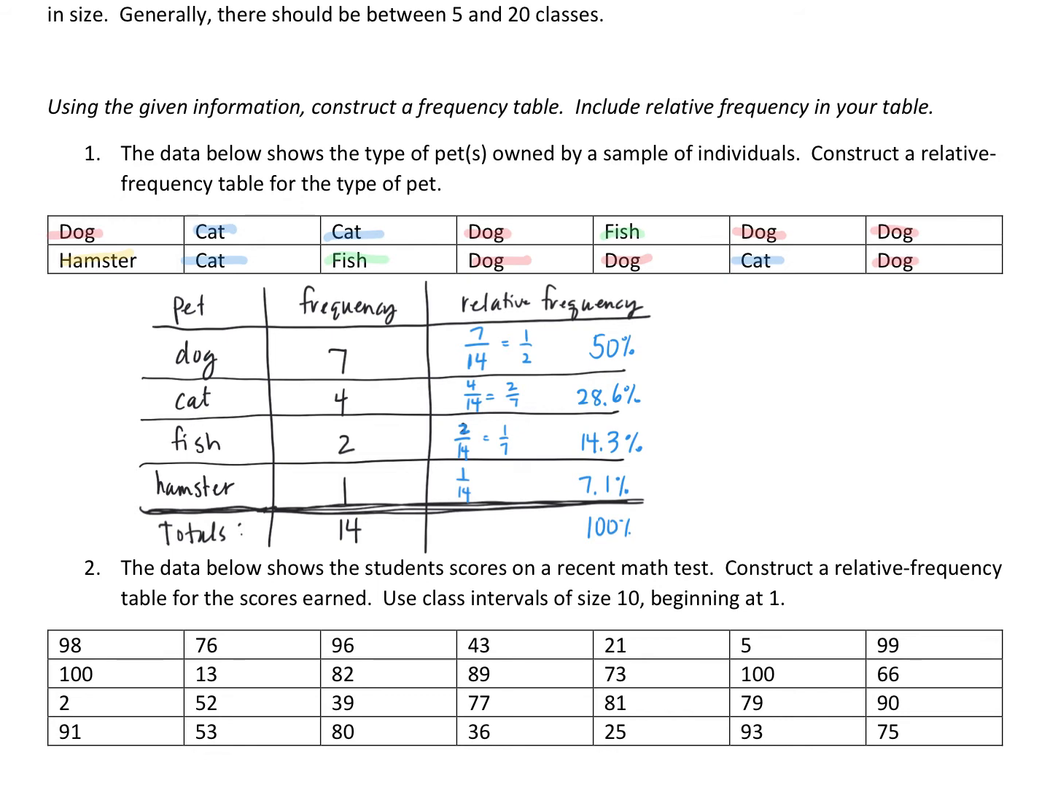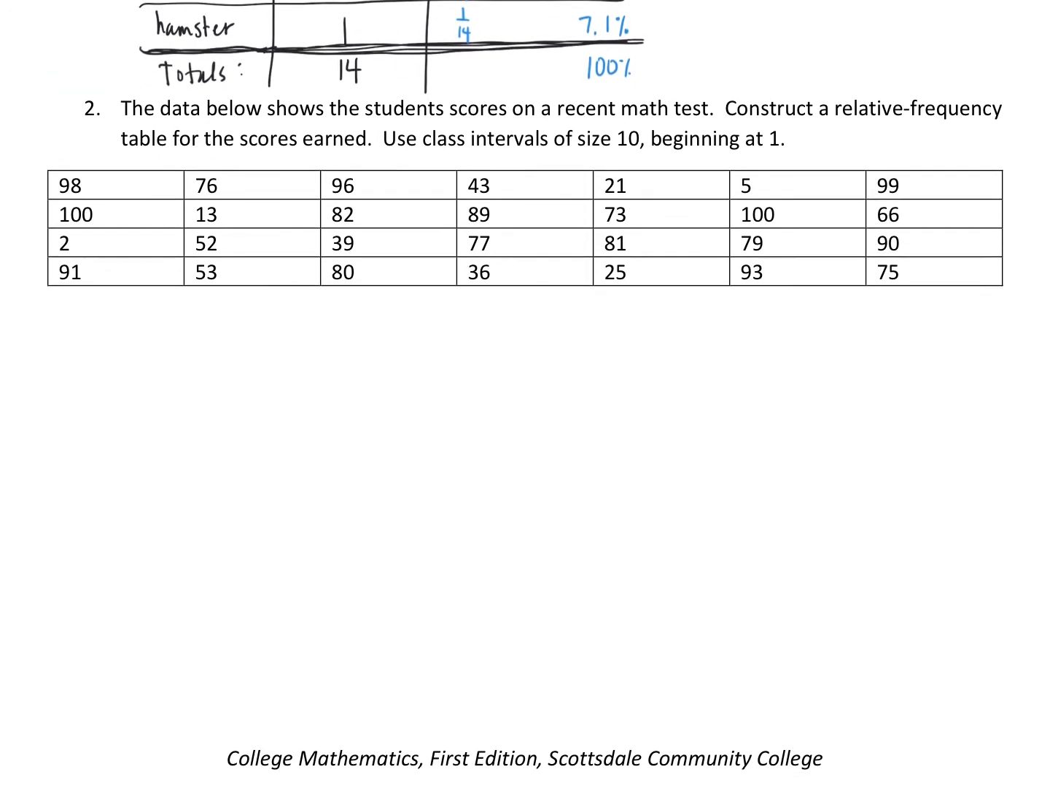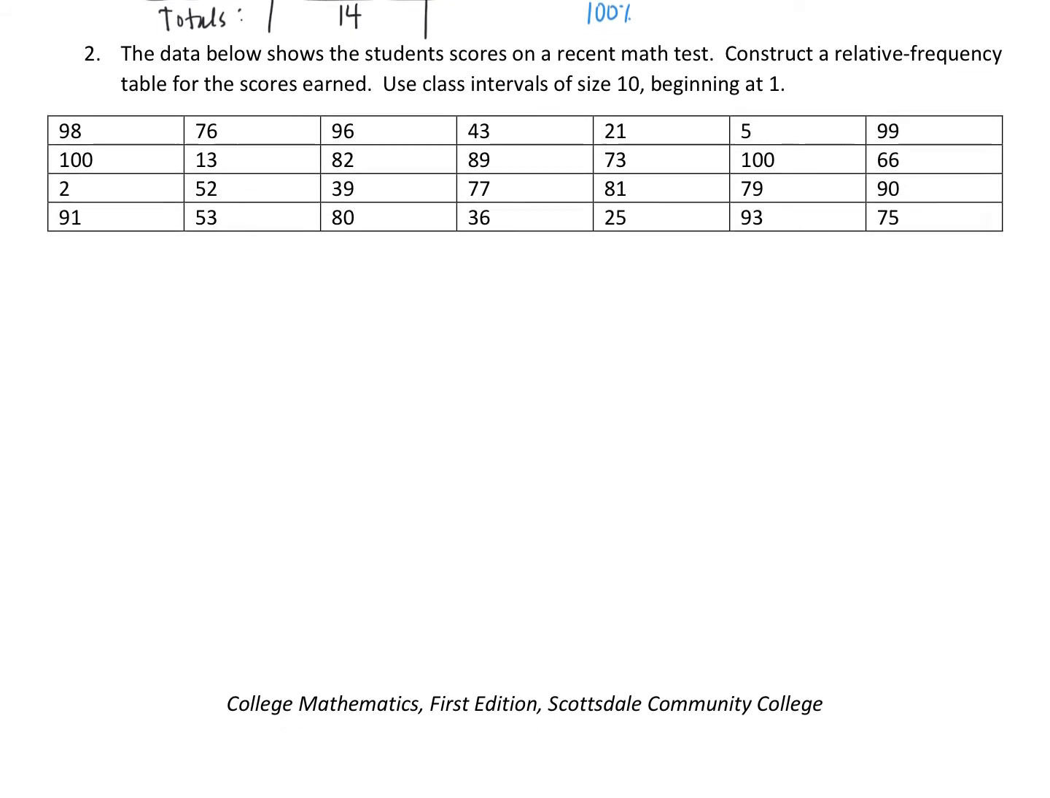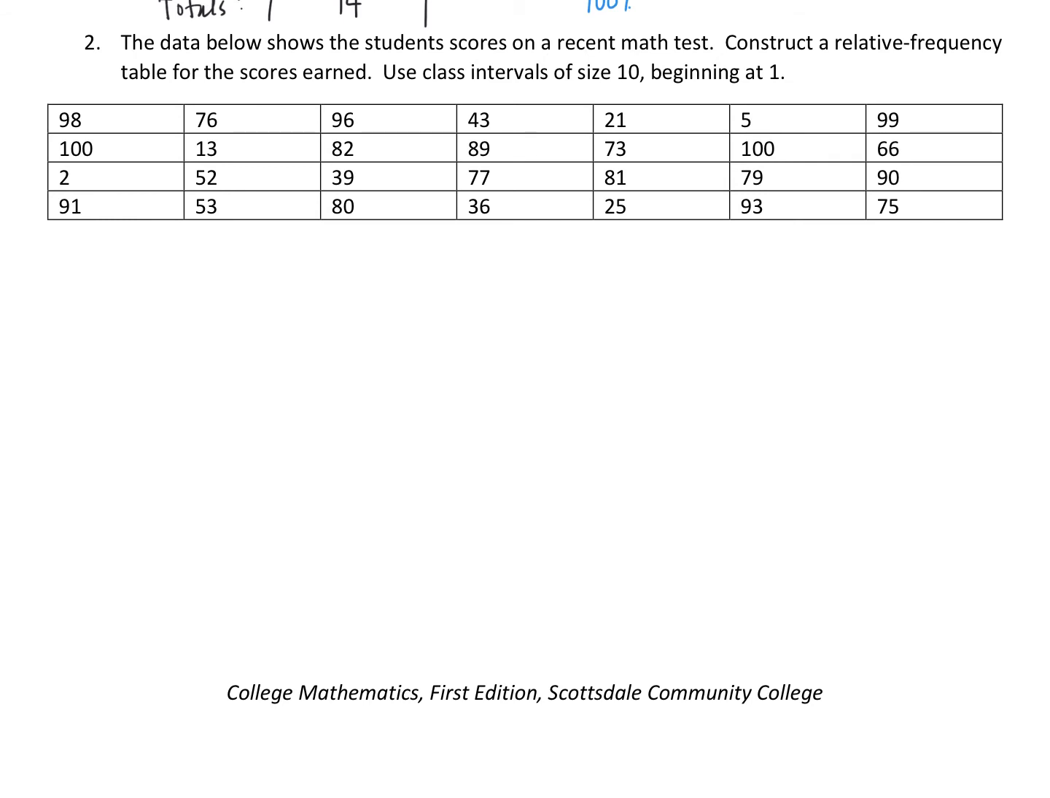Now let's look at the second one. So in number 1, we had categorical data, so it's qualitative data. In number 2, we have quantitative because it's numerical. So the data below shows the student scores on a recent math test. We want to construct a relative frequency table for the scores earned. Use class intervals of size 10 beginning at 1. Okay, so let's see. First, we have to have our classes.